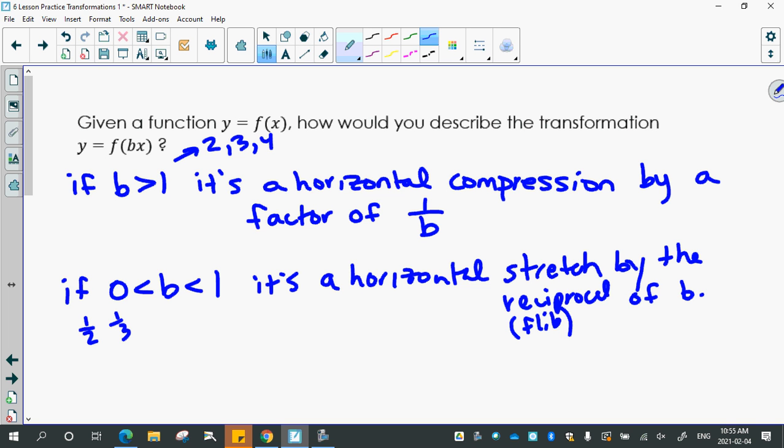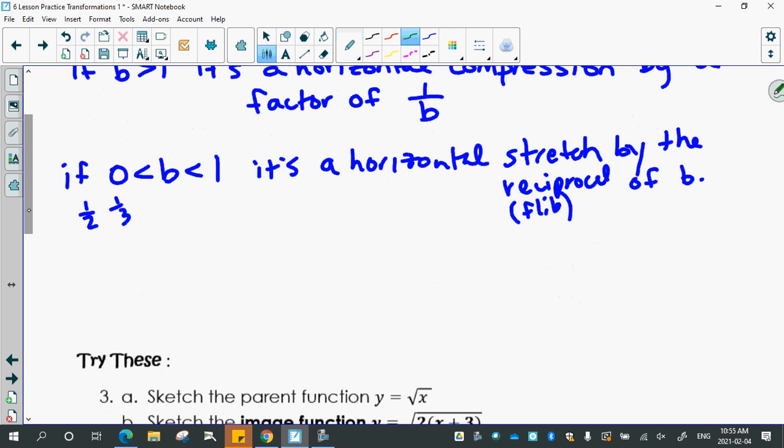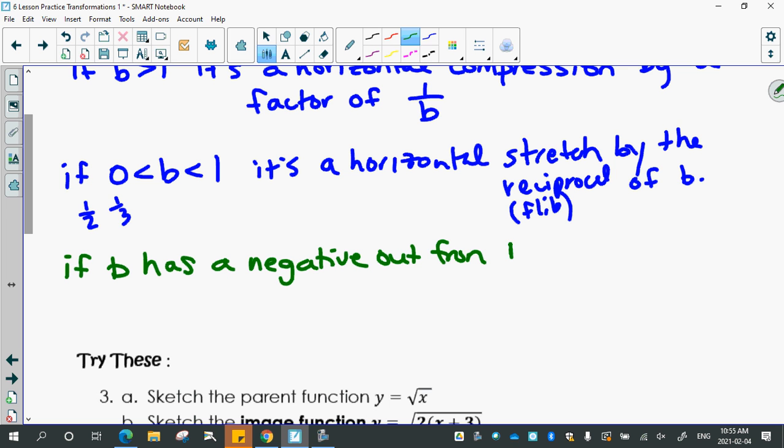Okay? And then what happens if b has a negative in front of it? If b has a negative out front, then what? Yes. Then it is a horizontal reflection. Perfect.